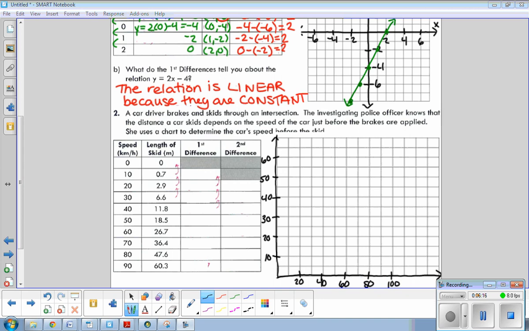Notice the little arrows that are there? Those just remind us to take the lower number and subtract the number above it. So this first one here, we'll do the whole equation, and then after that, we'll just write the numbers. We're going to do 0.7 minus 0, which gives us 0.7. I'm going to write 0.7 because I ran out of room. What's the next one going to be? 2.9 minus 0.7. So you always take the lower number minus the top number.